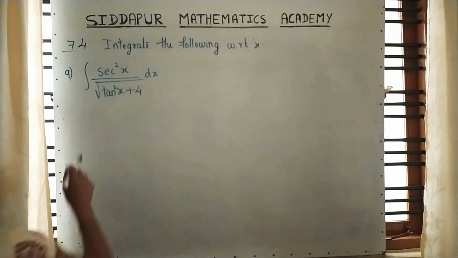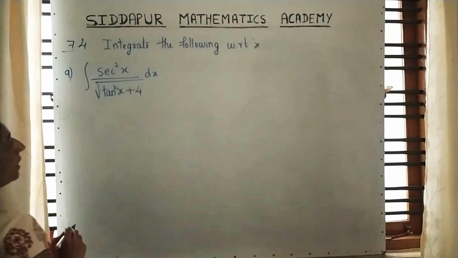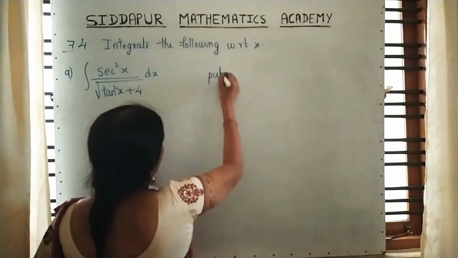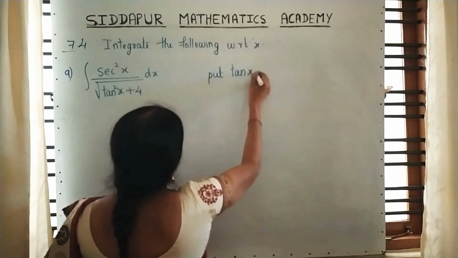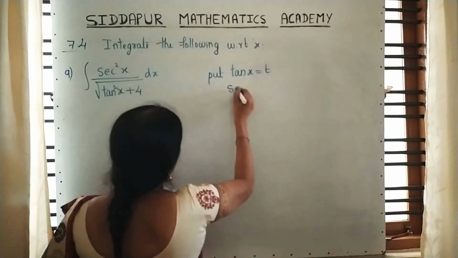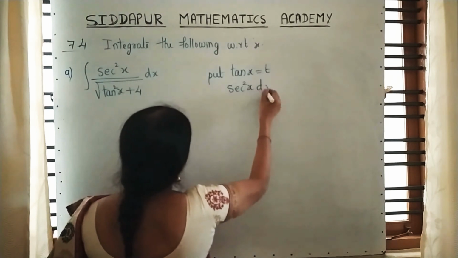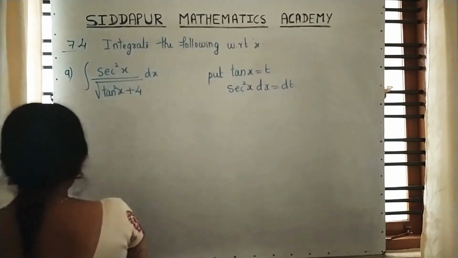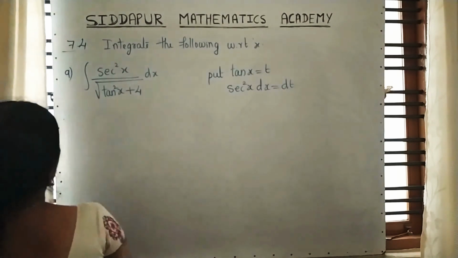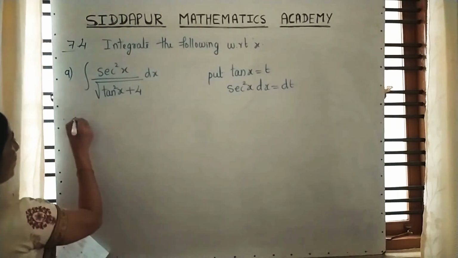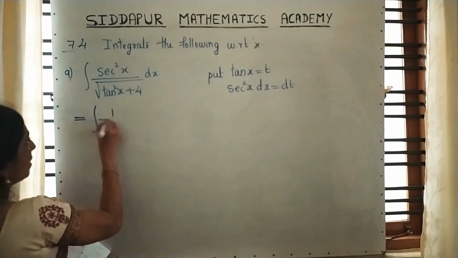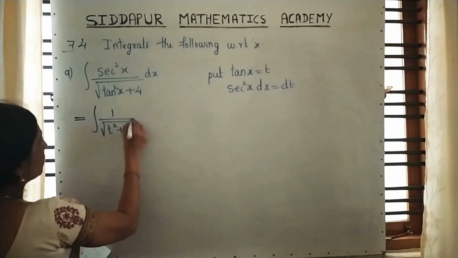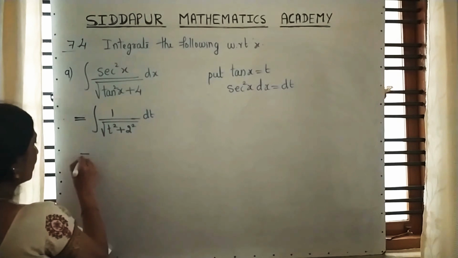See the next question, 9th one, integration of secant square x upon root of tan square x plus 4. Put tan x is equal to t. Differentiation of tan x is secant square x into dx is dt. Correct or what? Now that is what we required in the problem. Then how do you write the given problem? 1 upon root of t square plus 2 square into dt.